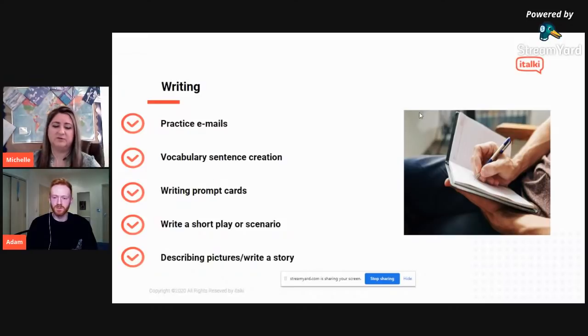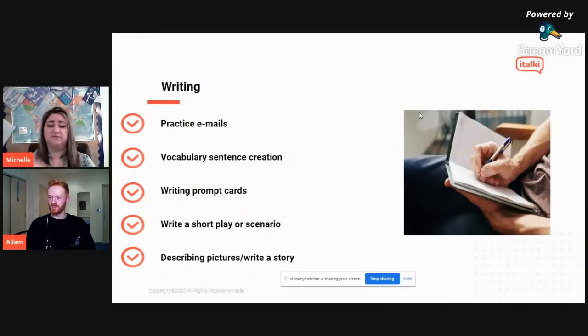Writing a short play or scenario. This can go either way of young adult or professional. If you write a scenario, it could be something like a technical process that your student may do. They may write, you know, step one, two, and three. You're looking at verbs, prepositions, correct sentence structure, of course, spelling.